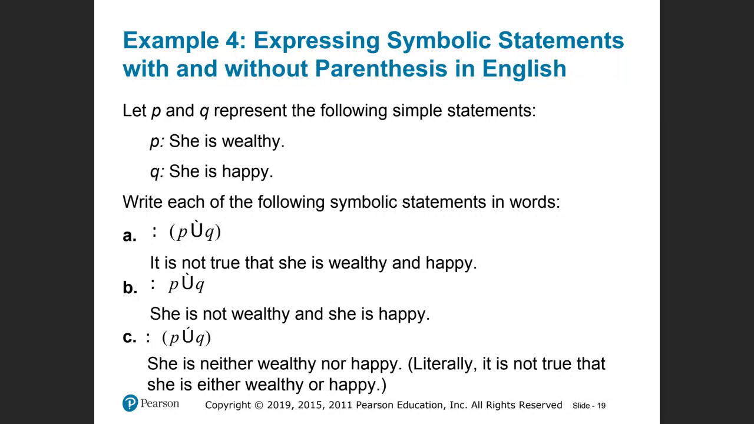It is not true that she is wealthy and happy. For B, she is not wealthy and she is happy. And C, she is neither wealthy nor happy. Literally, it is not true that she is either wealthy or happy.